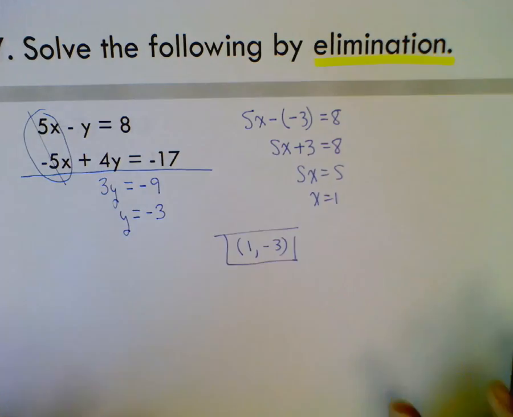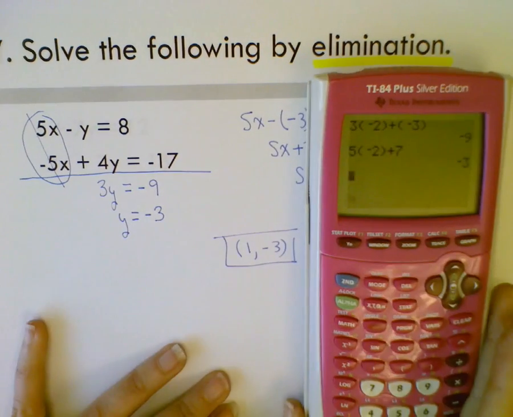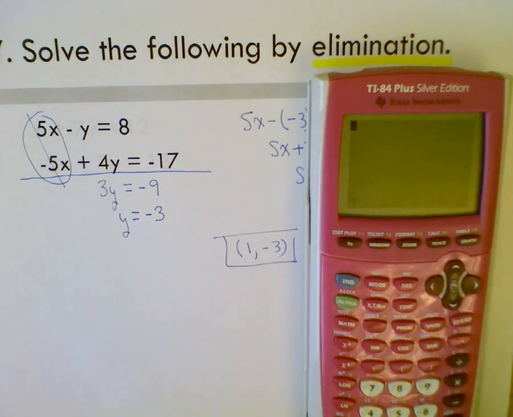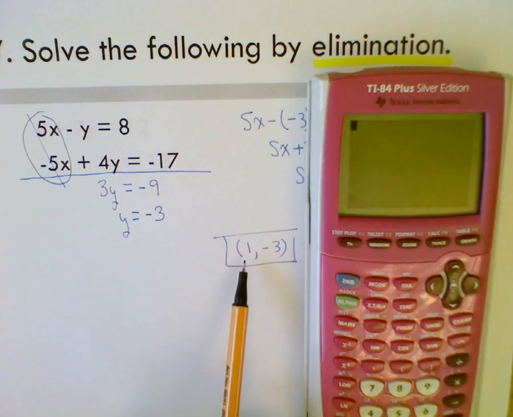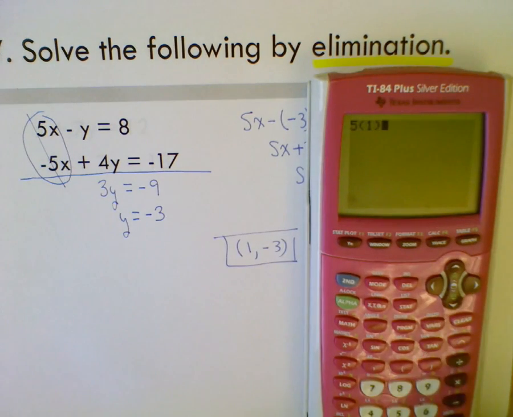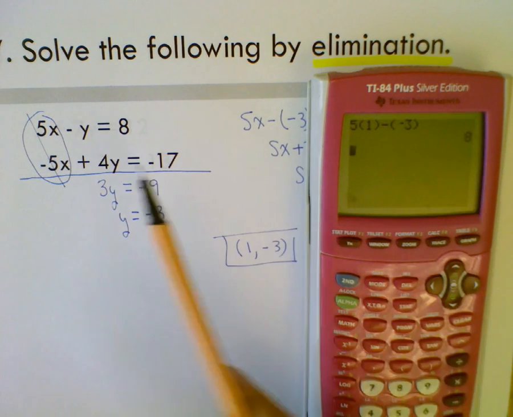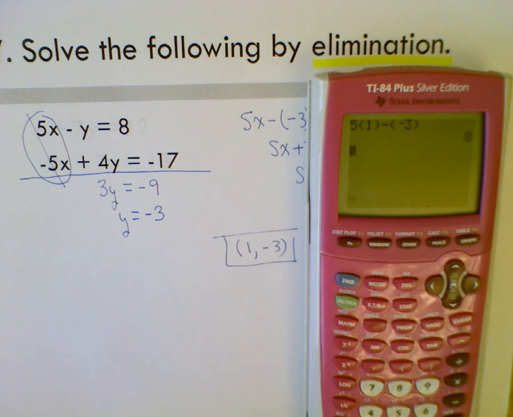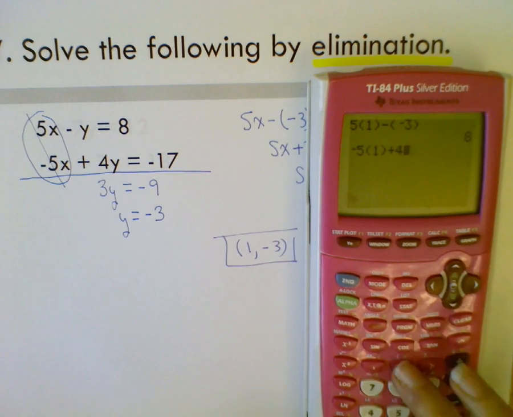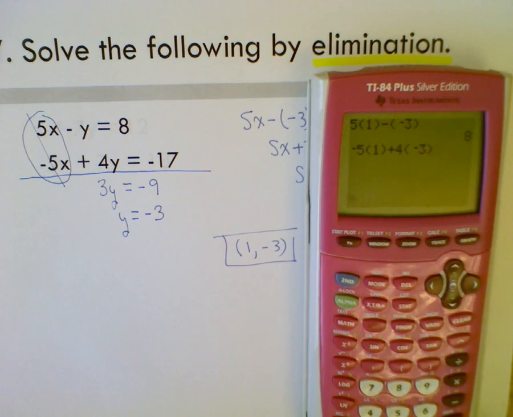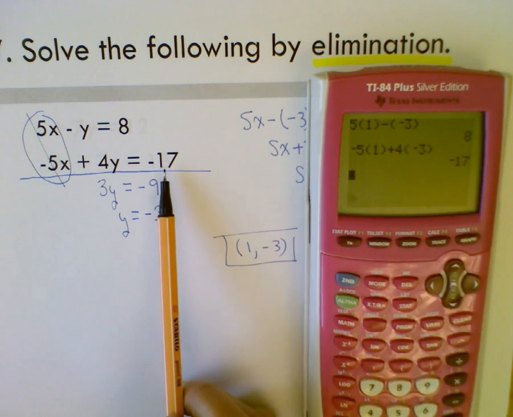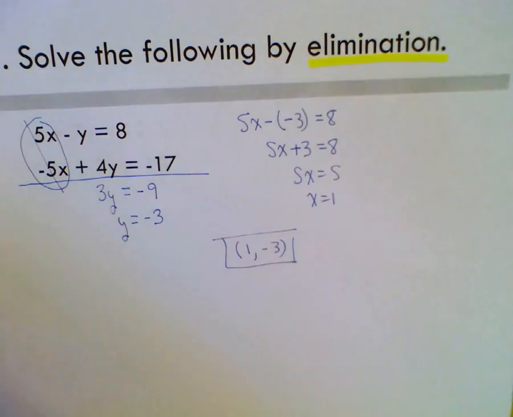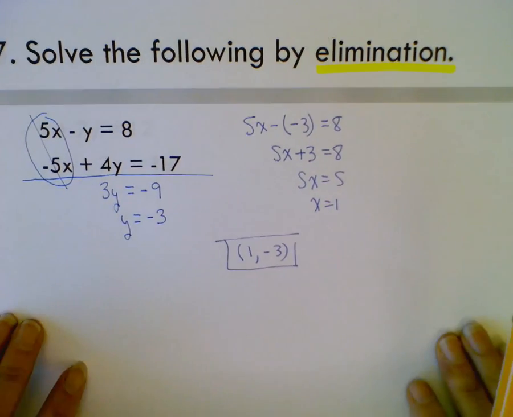Again, you should use your calculator to go back in and make sure that that actually works. That's the best way to make sure that you're correct, is just to check it with your calculator. So in my first equation, I'm going to plug in my x and y. 5 times 1 minus negative 3, and I get 8, and I should get 8, so that's good. Next one, negative 5 times 1 plus 4 times negative 3 gives me negative 17, and that's what it says I should have. So again, I've verified that my answer is correct.